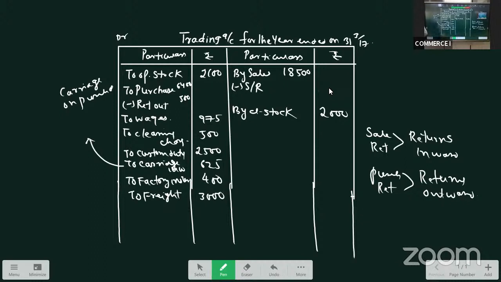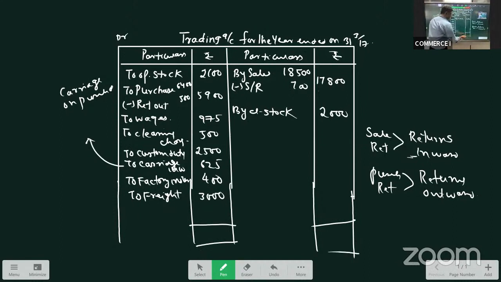Now, see, sales is given as 18,500 and return inwards are given as 700. So return inwards, as I told you, are sales return. Deduct, and we get 17,800. And 6,400 is the purchase amount, 500 is the return. So, 5,900 is the purchase amount. So we have taken all the items: opening stock, purchases, wages, clearing charges, custom duty, carriage inward, factory insurance, freight, sales, closing stock.